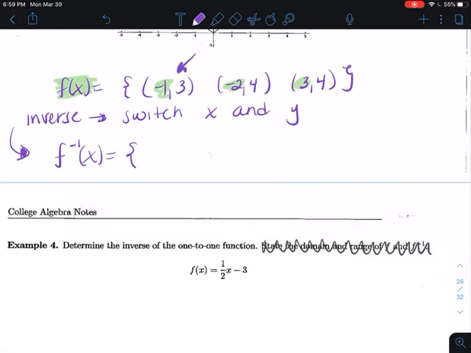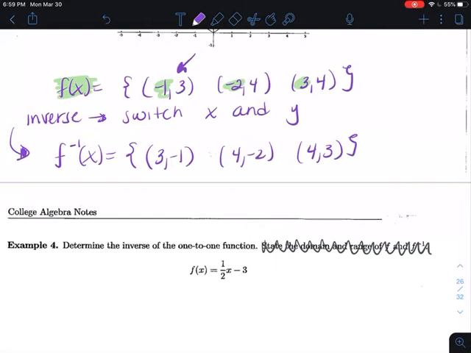So when you go to the first ordered pair, it's negative 1, 3. So that's going to be 3 comma negative 1. You just switch the positions. You don't change any signs. You just literally switch the position of x and y. The next ordered pair would be 4, negative 2. And then the last one would be 4, 3. So this is the inverse of that function.